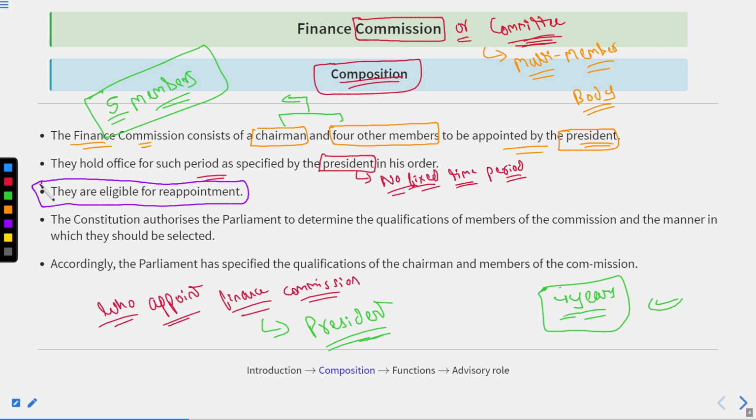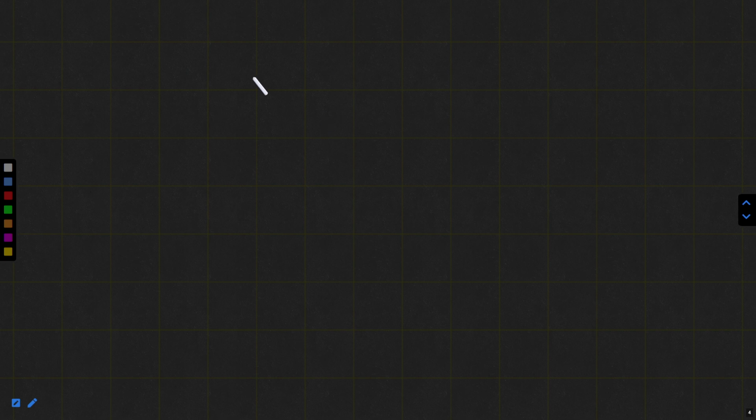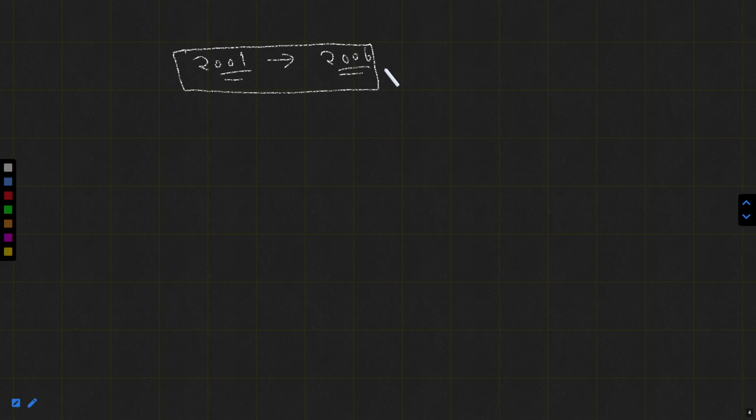All right. Another thing we could see here is that they are eligible for reappointment. What does it mean? It means that once a person gets selected as a member of the finance commission, he or she could also be appointed again. Like, suppose for the years 2001 to 2006, for a tenure of 5 years, the finance commission has been appointed. Okay, and there are 5 members: A, B, C, D, and E, who got appointed.